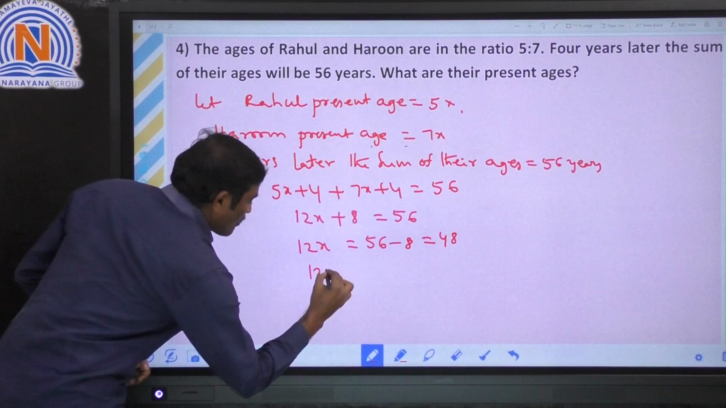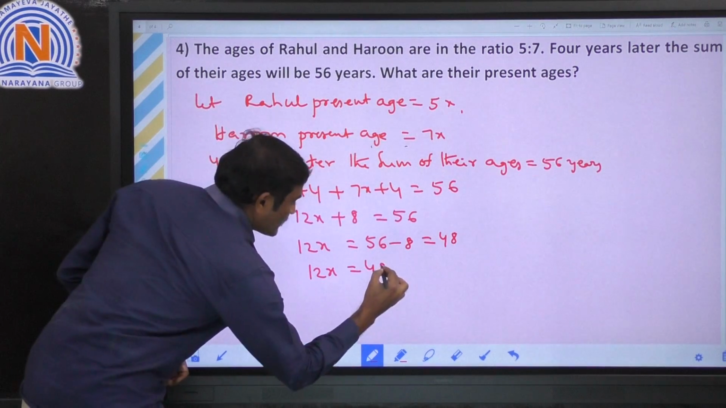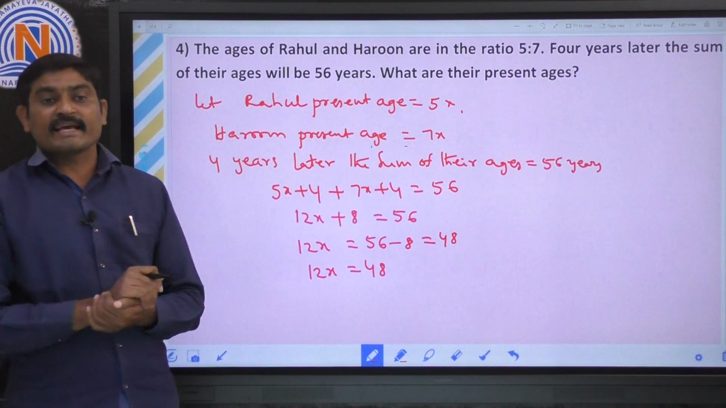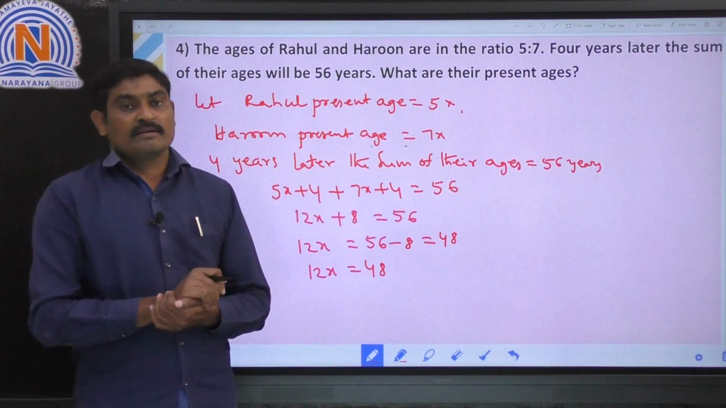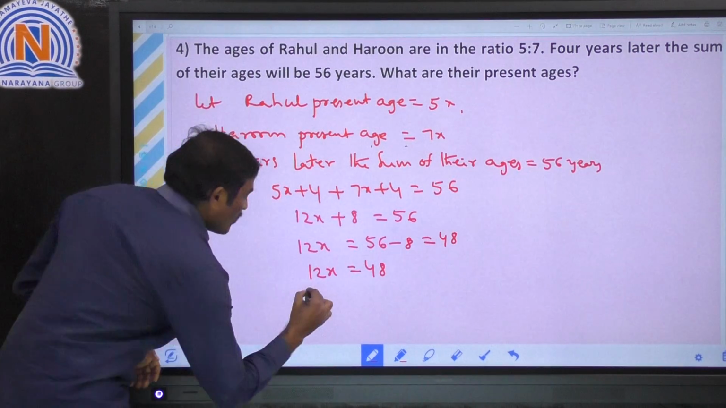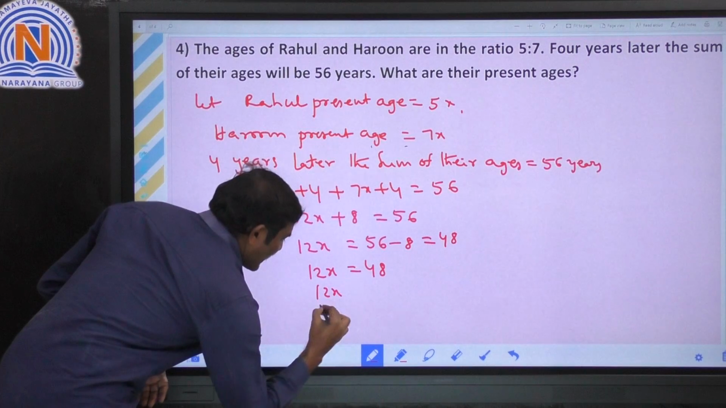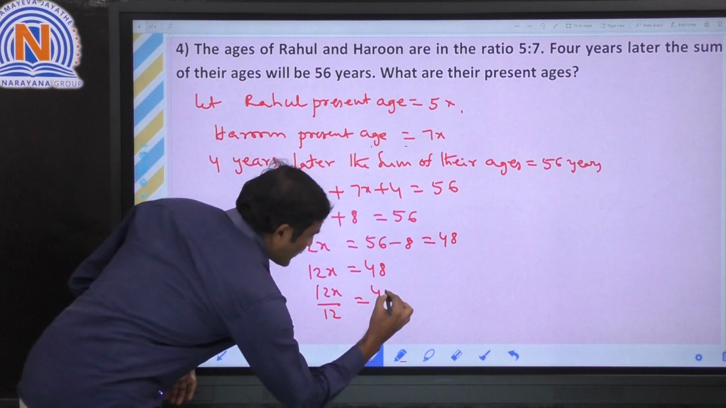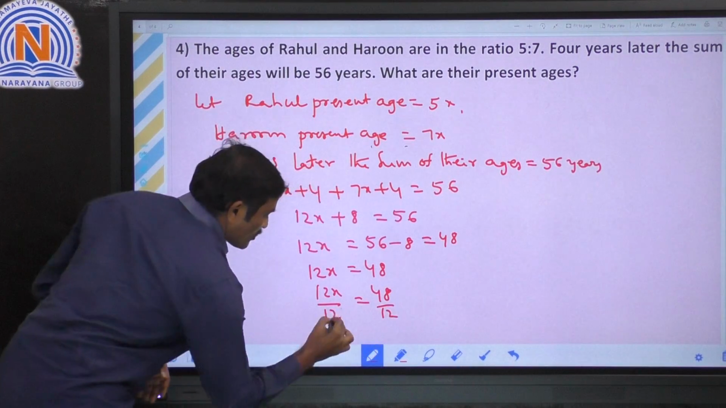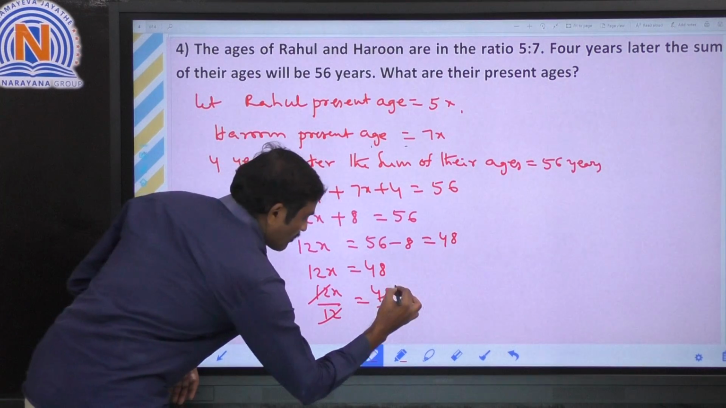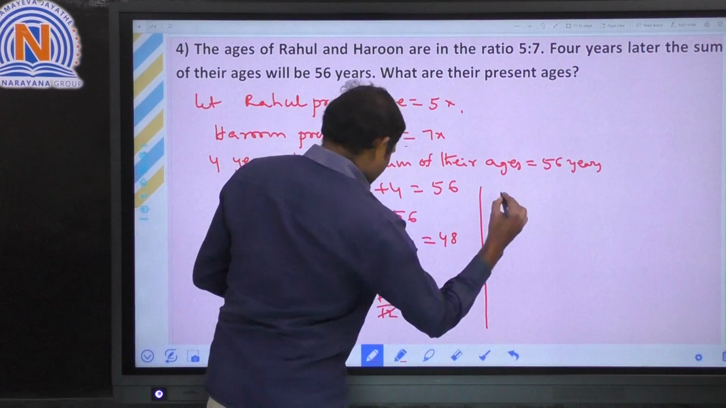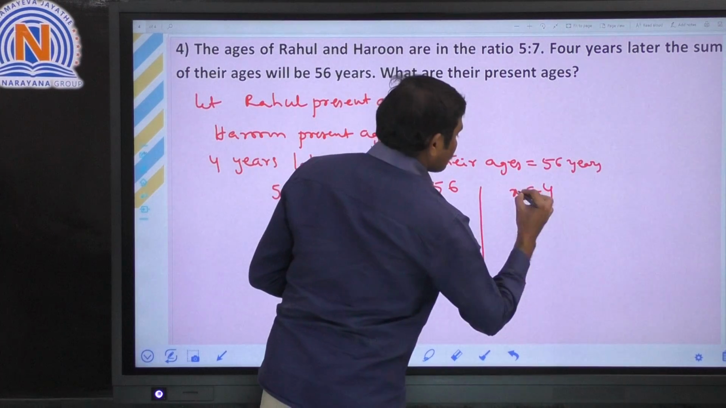Now 12x is equal to 48. Now 12 is multiplied with x. After transferring to the right side it will be divided. So 12x by 12 is equal to 48 by 12, also you can write. Now 12 cancels, 12 ones 12, 12 fours 48. So x is equal to 4 I got.